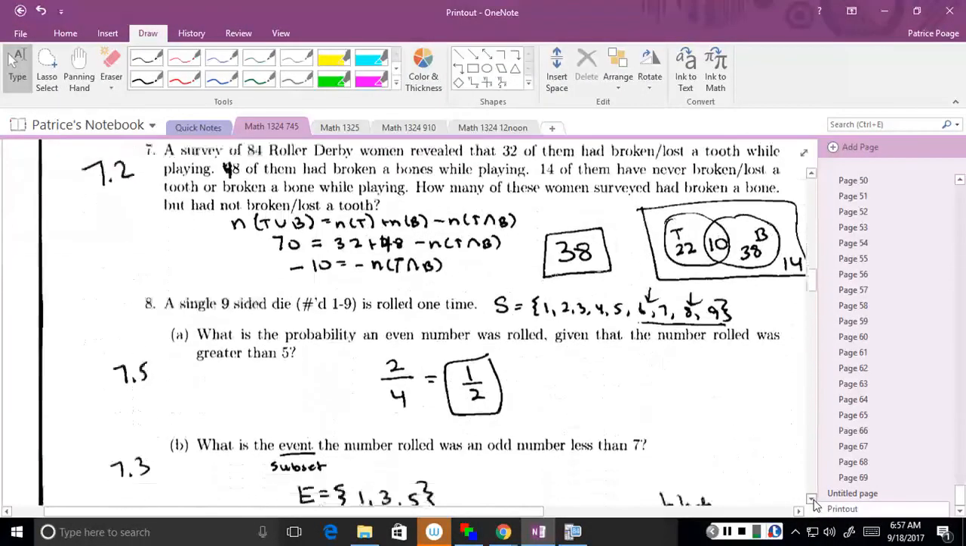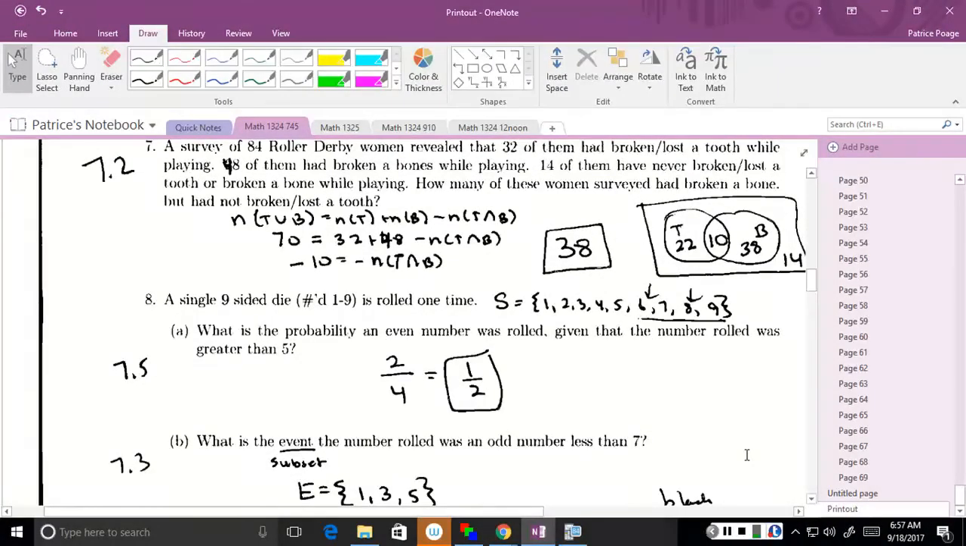A survey of 84 roller derby women revealed that 32 of them had broken or lost a tooth while playing. 48 had broken bones. So I'm going to just go ahead and start drawing a Venn diagram on this one. Okay, all together there's going to be 84. And 32 will be adding up for the lost a tooth or broke a tooth circle. 48, that's what the broken bone circle will add up to. 14 had never broken a bone or lost a tooth, so 14 will go on the outside here.